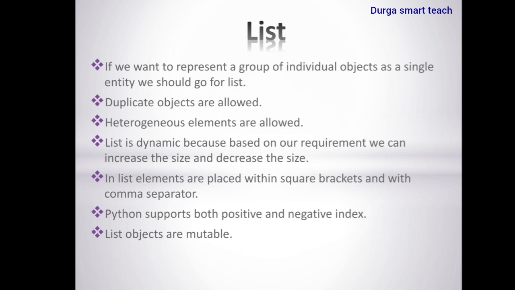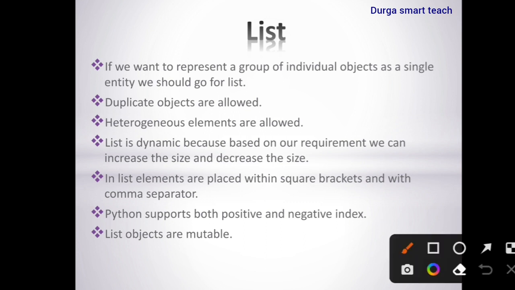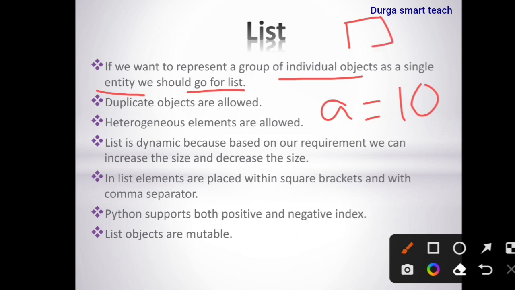Today I am going to discuss list in Python. So here list is used to store or represent a group of individual objects as a single entity. We should go for list. For example, if you want to store a is equals to 10, some memory location is allocated for a. You can store the value 10 in that memory location. If you want to store a comma 10 comma 20 in the same variable, it is not possible. So that's why we need to use list.